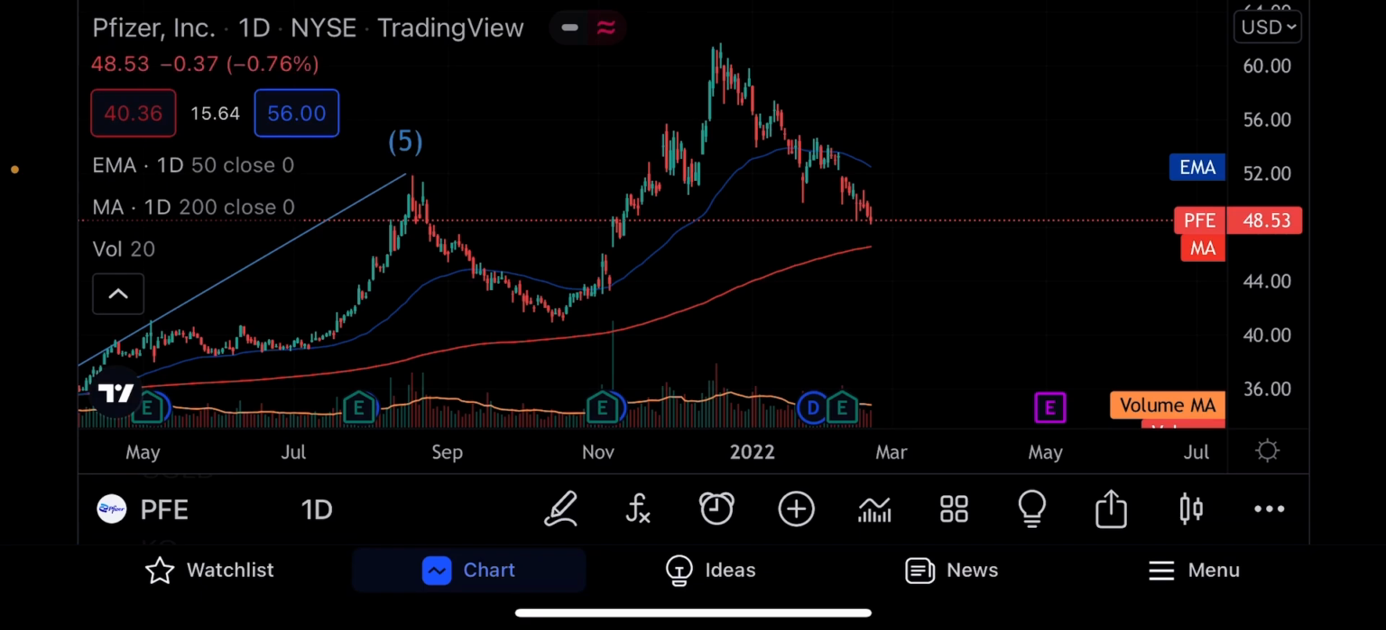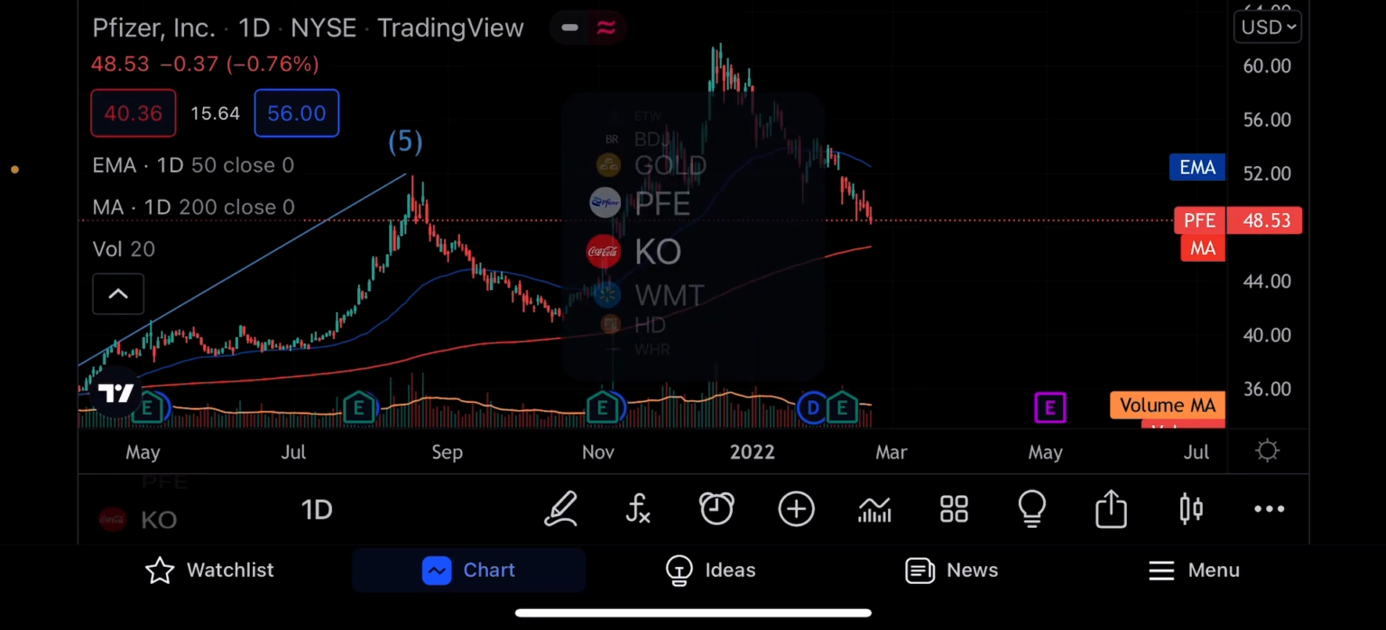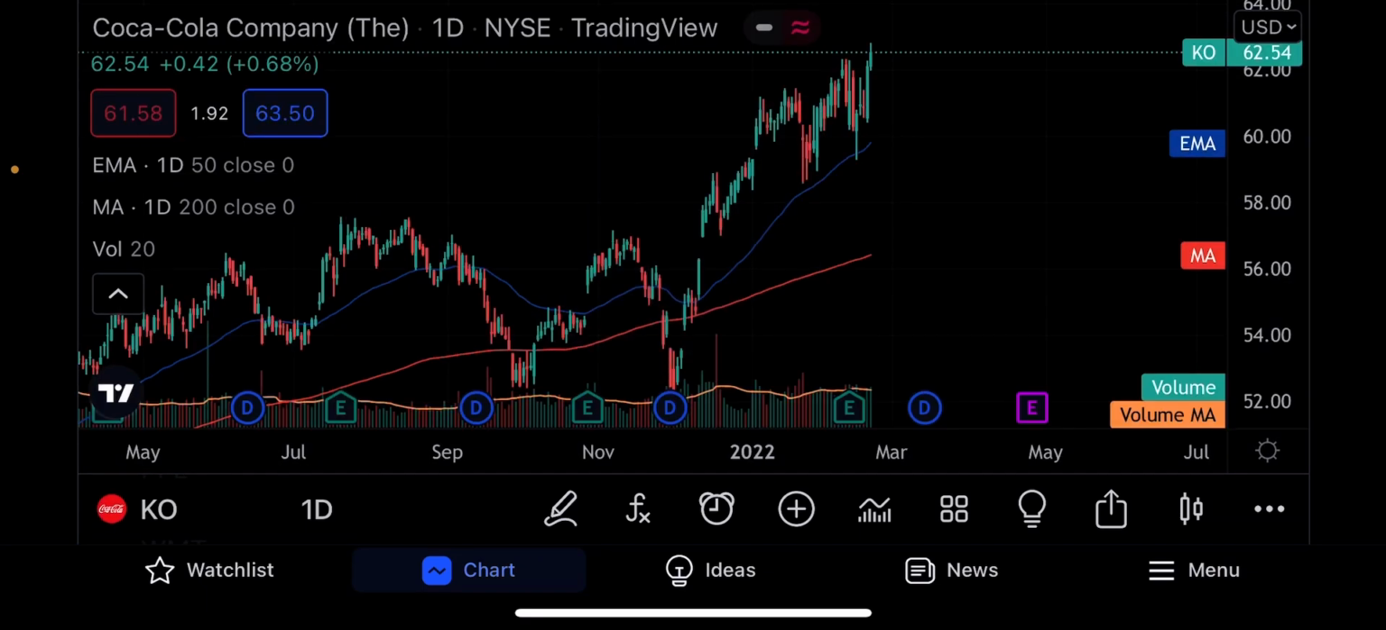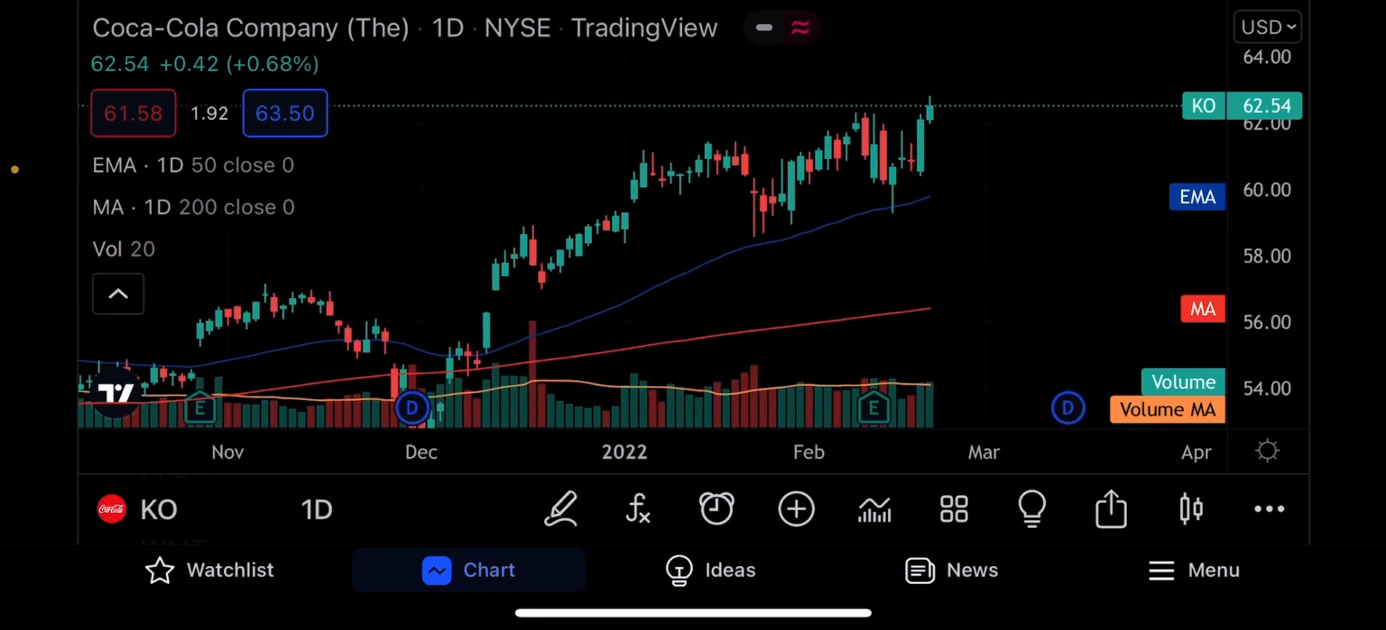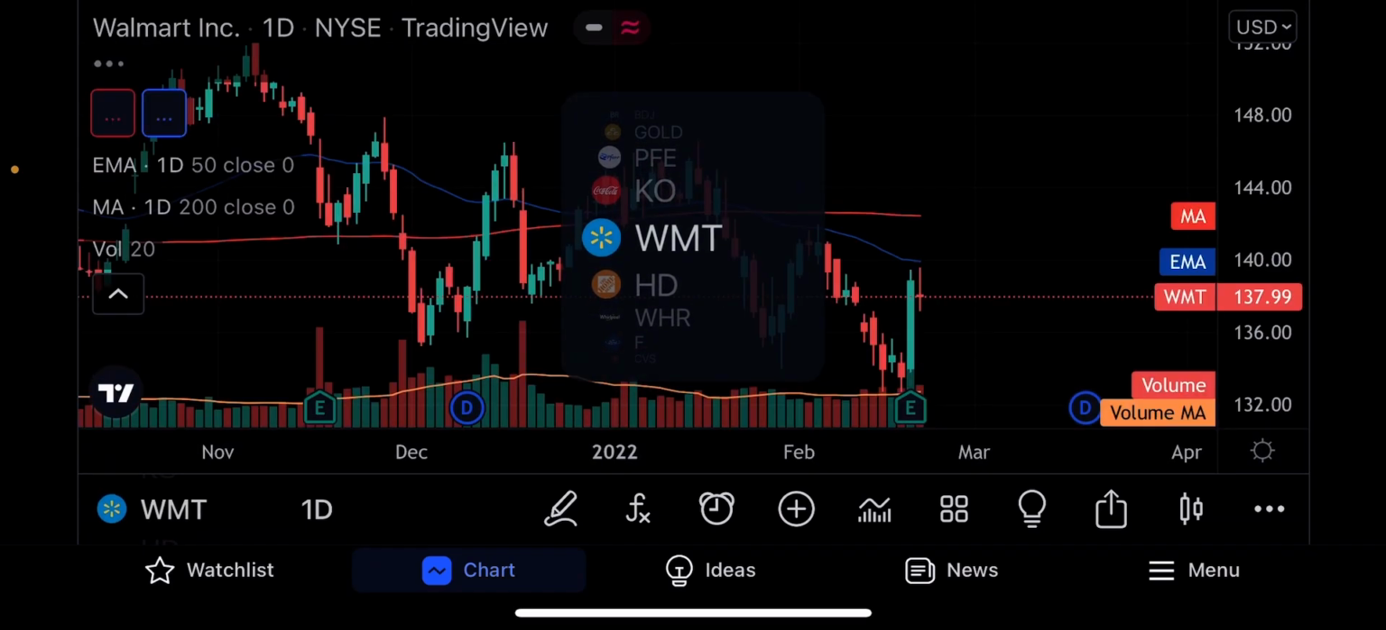Pfizer's got an interesting pullback just to below the previous peaks where you've got a high, then a higher high. Look for the support on the 200-day moving average for Pfizer. Coca-Cola making new highs. That's been a stock that I had and then got out of because the dividend just wasn't interesting. Now it's starting to move a little bit higher. It's not a stock that I'm particularly interested in.